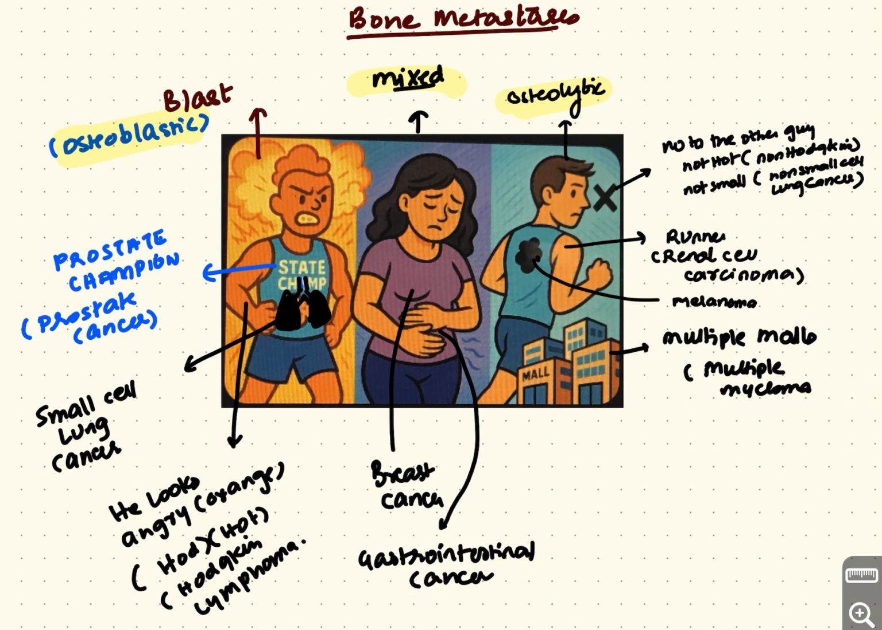Now in this part of the image we have a boy or a runner. So he's there and there are multiple moles here. So multiple moles, that's why it's multiple myeloma, and he's a runner, so renal cell carcinoma. He has a black patch here, that's why it's melanoma, and he's disagreeing to whatever he's saying. So he's saying that he's not hot and he's not small. So non-Hodgkin's lymphoma and non-small cell lung cancer.